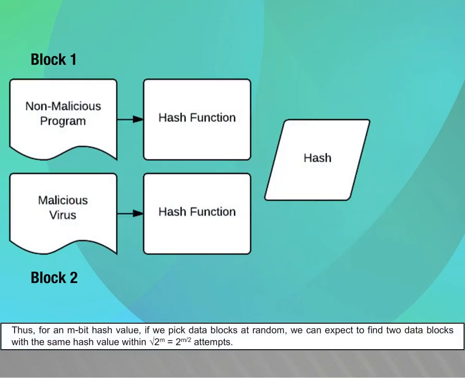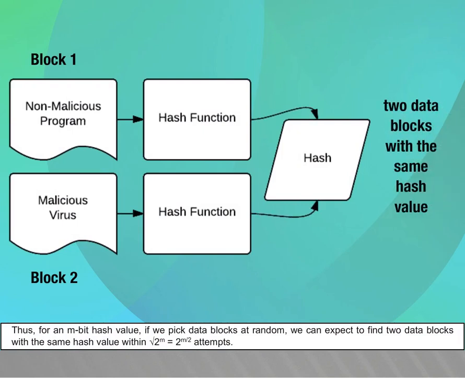Thus, for an m-bit hash value, if we pick data blocks at random, we can expect to find two data blocks with the same hash value within square root of 2^m, which is equal to 2^(m/2), attempts.